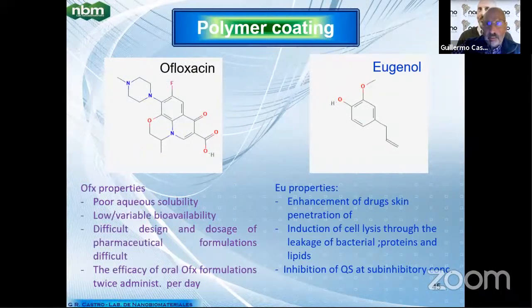Eugenol is also liquid, which means that we can mix it with other kinds of lipids to create solid lipid nanoparticles, which is very interesting. Also, because ofloxacin is a very hydrophobic molecule, in an oil like eugenol it dissolves more. So this is a synergic activity: eugenol can interfere with the quorum sensing, and the ofloxacin concentration in the formulation can be reduced.